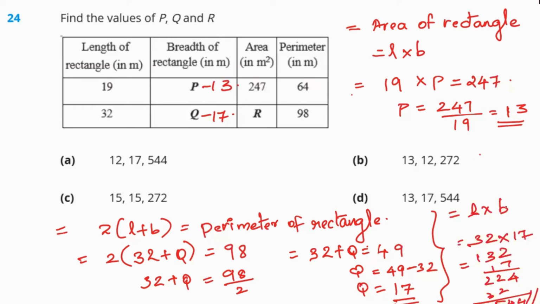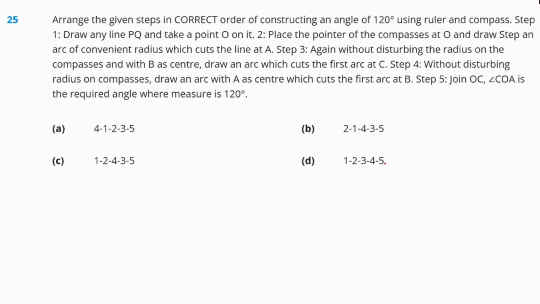So the correct option which matches all these values is option D, that is 13, 17 and 544. Option D is the correct answer. Okay, next question.